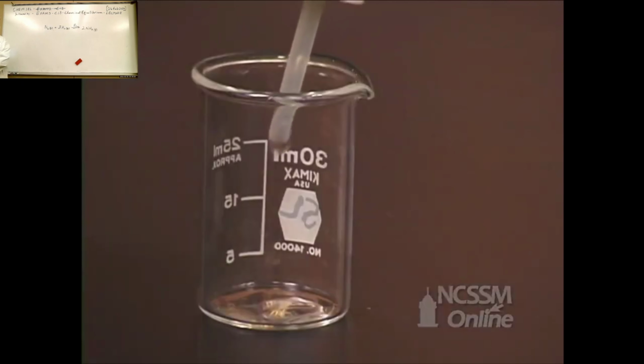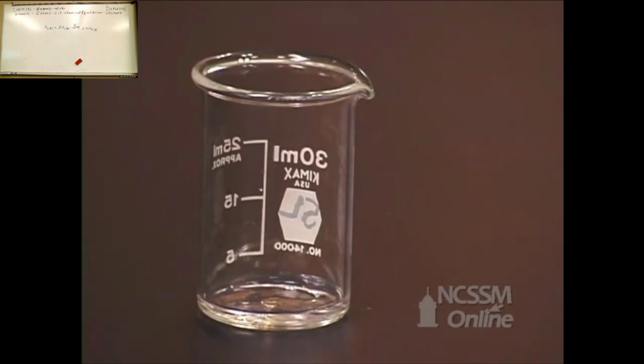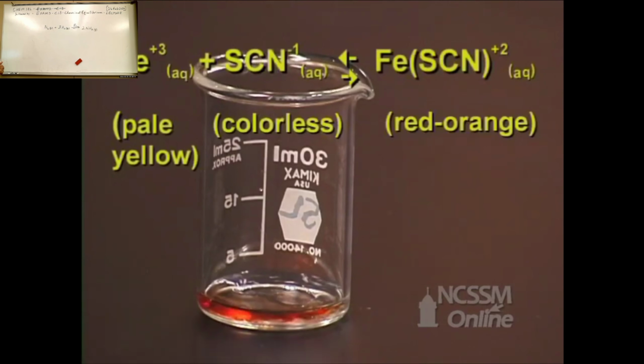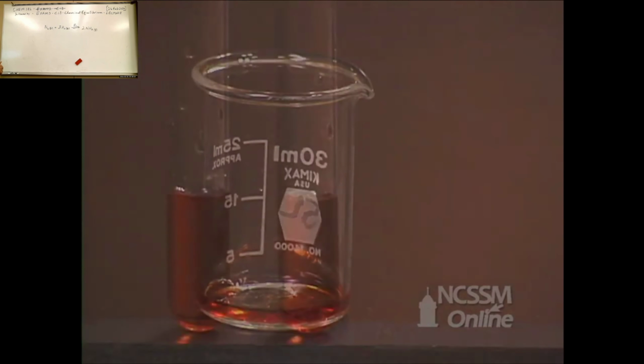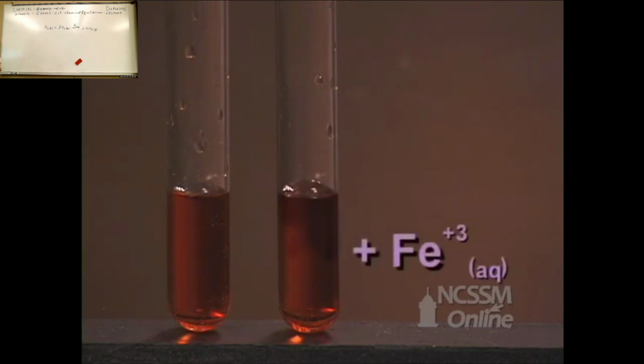In the reaction between iron plus 3 ion and thiocyanate ion, if we add some iron plus 3 in the form of iron 3 nitrate, and to the iron 3 nitrate add some potassium thiocyanate, the two react to form a reddish-orange complex ion. We filled 2 test tubes with the reaction mixture. We're going to keep one test tube as a control so that we can see what happens to the color. To the other tube, we're going to add some 0.1 molar iron nitrate to increase the concentration of the iron.